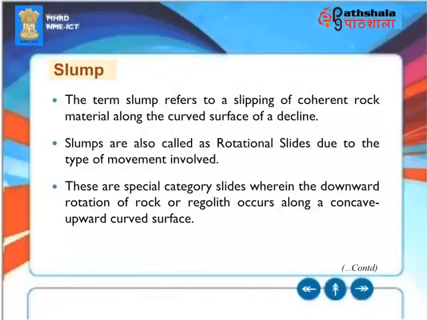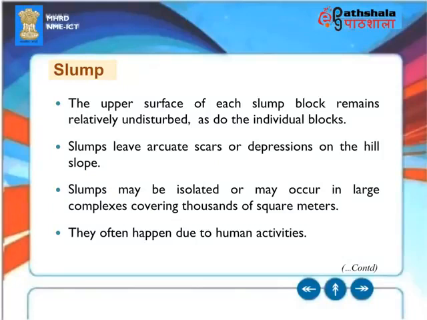Slump. The term slump refers to a slipping of coherent rock material along the curved surface of a decline. Slumps are also called rotational slides due to the type of movement involved. These are special category slides wherein the downward rotation of rock or regolith occurs along a concave, upward curved surface. The upper surface of each slump block remains relatively undisturbed, as do the individual blocks. Slumps leave arcuate scars or depressions on the hill slope.